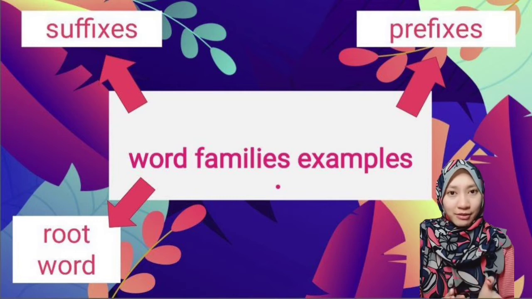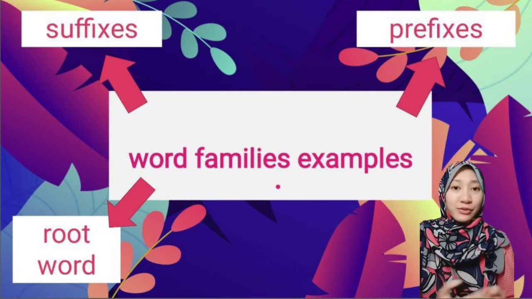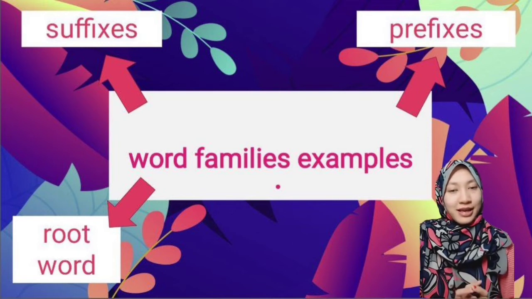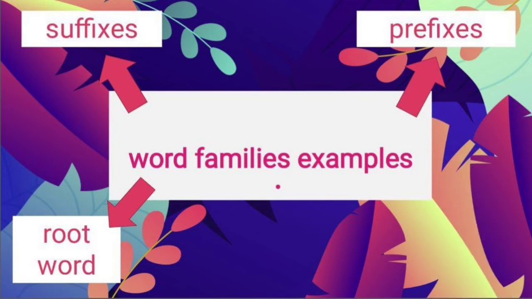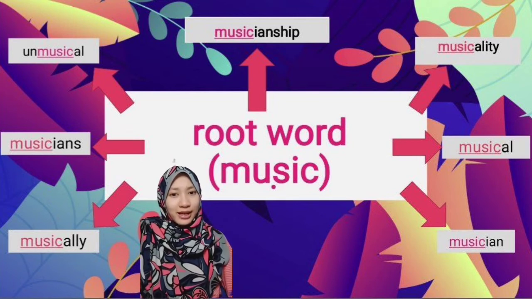I want to explain to you all about word family examples. As we know, we have three types of word family: prefixes, suffixes, and also root words. So now, let's see the first example. It is a root word, music. Music can also be musicianship, musical, musically, musicality, musician, musicians, and also unmusical.